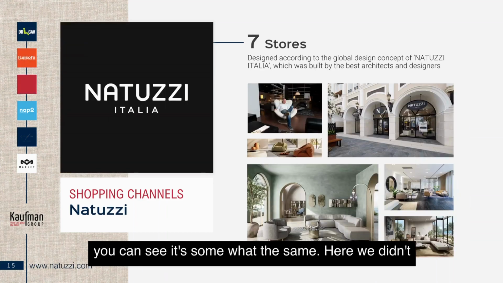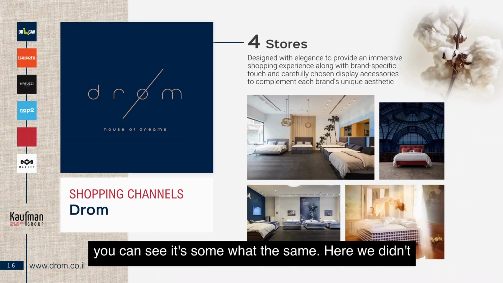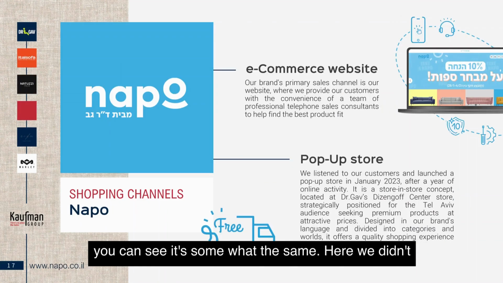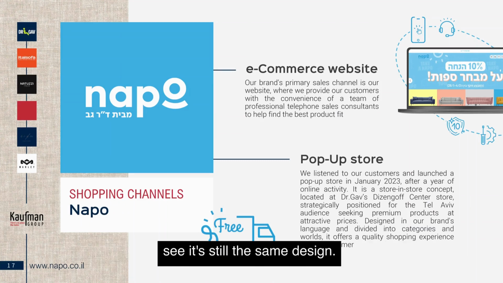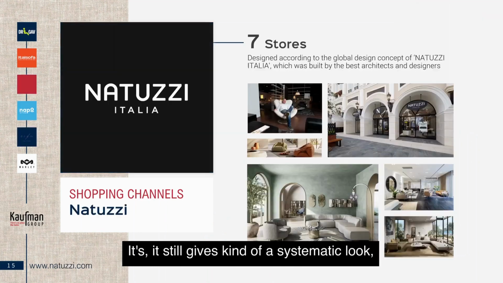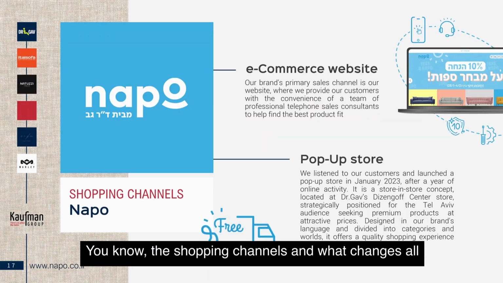You can see it's somewhat the same. Here we didn't have the numbers. I just wanted to deliver it a bit differently, but you can see it's still the same design. It still keeps kind of a systematic look. You know, the shopping channels, and what changes all the time is just the specific brand titles and website and so on.